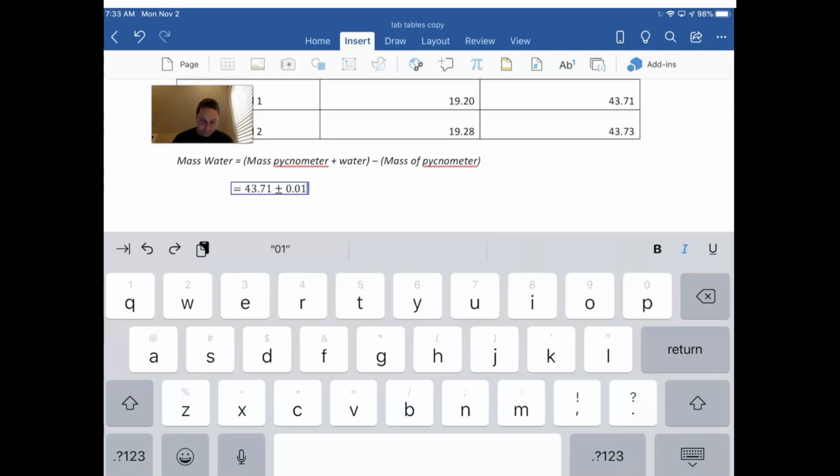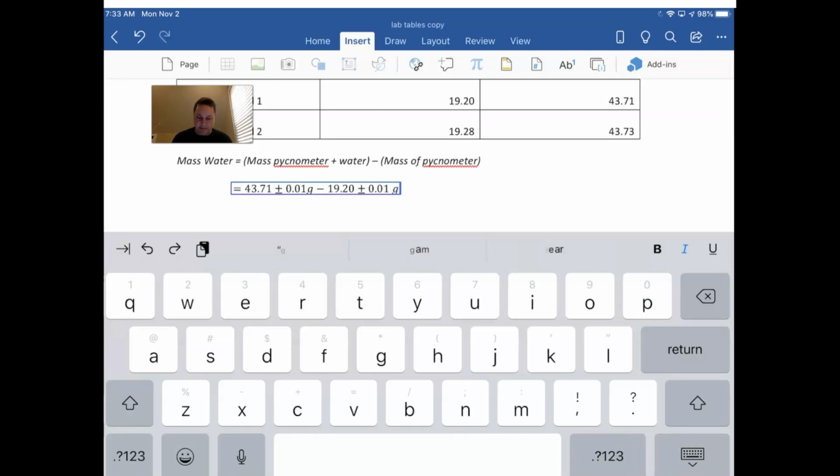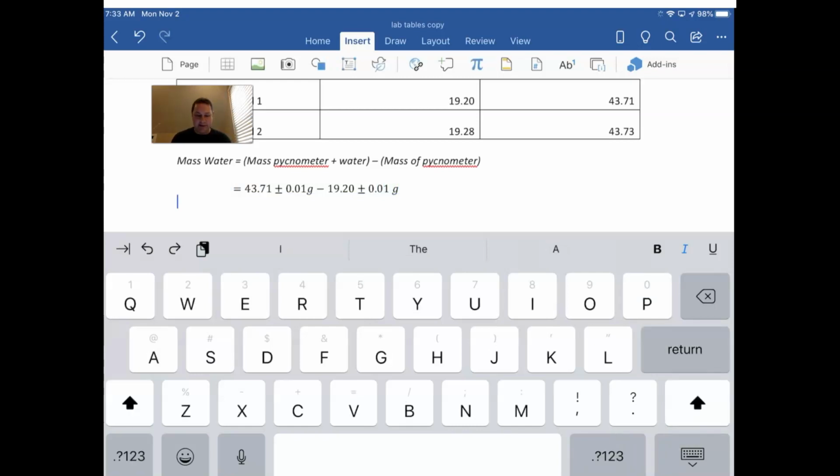0.01 grams. And then I'm just going to put in the subtraction sign. Oops, it put a period in for me. I don't want that. And now I'm going to type in my other number, which was 19.20 in trial 1. So 19.20, and I'm going to have to do the plus minus, and we'll go 0.01 space grams. And then you know what? I can stay in here and just hit enter.